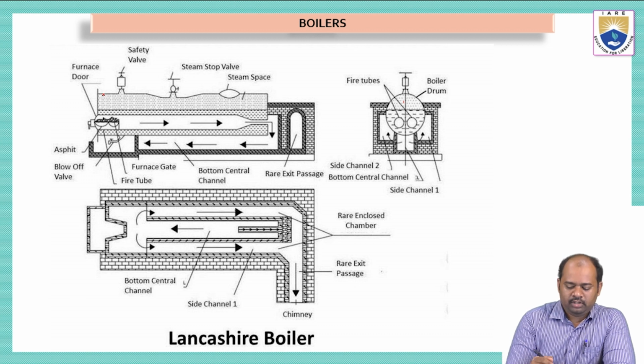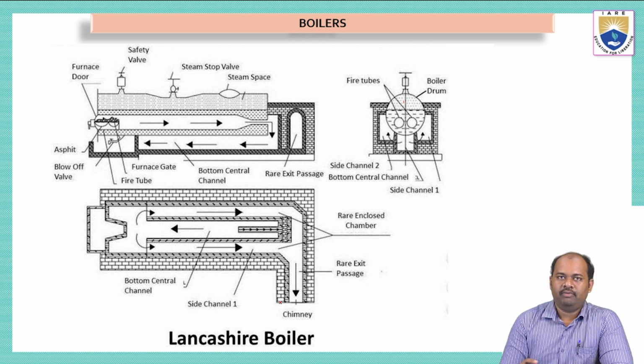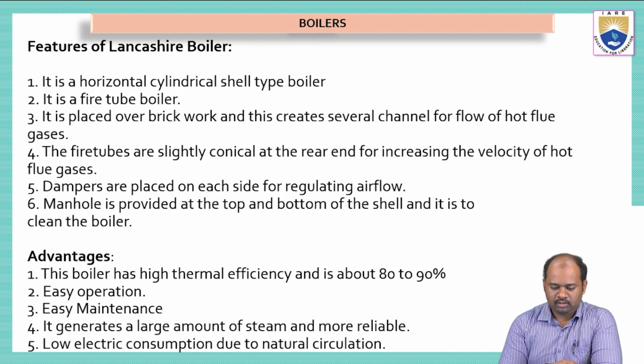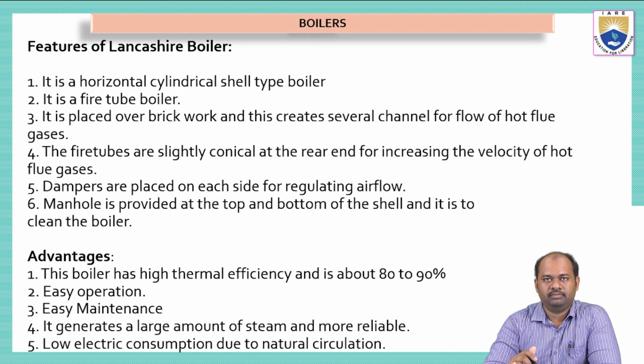Now remember, in the Lancashire boiler we have a horizontal tank, and the heat will be produced by the combustion of the coal, which is passed through the closed chamber. When we have a horizontal tube, the combustion takes place in this tube. The generation of the steam will take place inside the horizontal tube, and the hot gases will escape through the chimney. Now let us see what the features of this Lancashire boiler are.